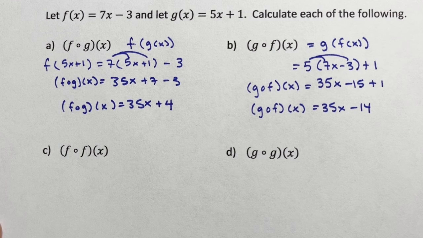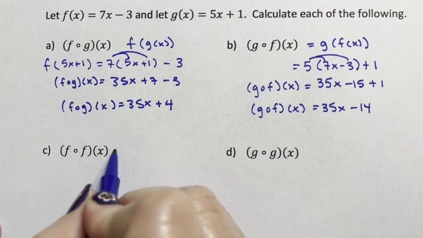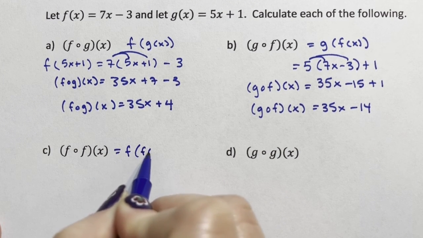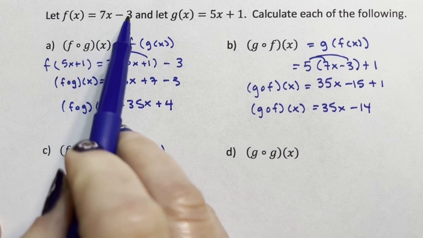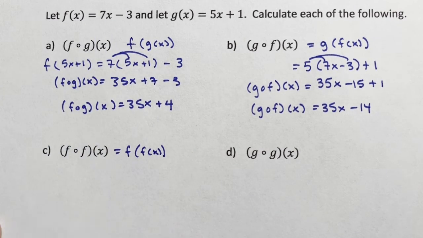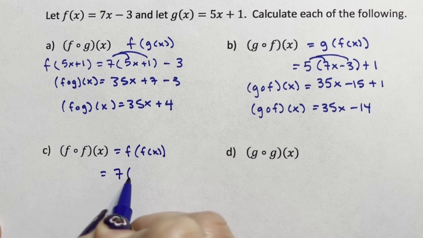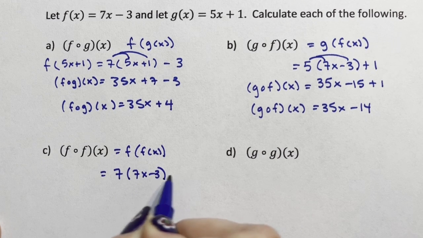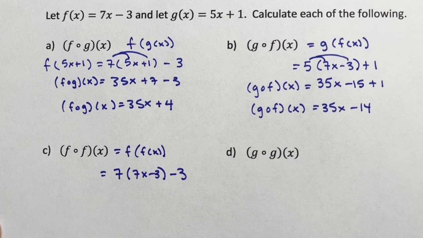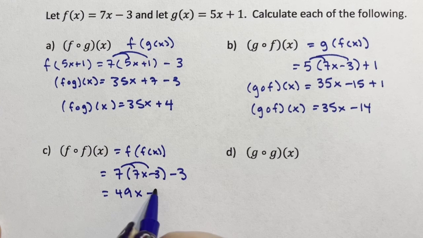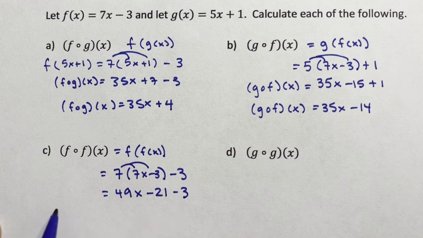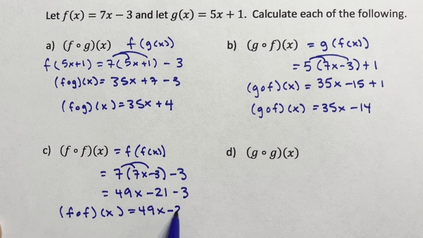The fun thing about composition of functions is you don't have to take two functions. I can find f of f of x. So we're putting 7x minus 3 into 7x minus 3. So we have 7 times 7x minus 3 minus 3. Distribute: 49x minus 21 minus 3. So f of f of x equals 49x minus 24.